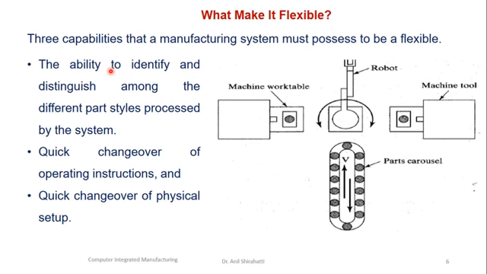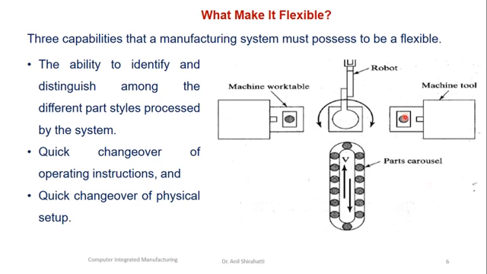Now all this makes an important statement, that is the flexible. So there are three capabilities that a manufacturing system must possess to be a flexible manufacturing system. First is the ability to identify and distinguish among the different part styles processed by a system. Second, quick changeover of operating instructions. Third, quick changeover of physical setup.